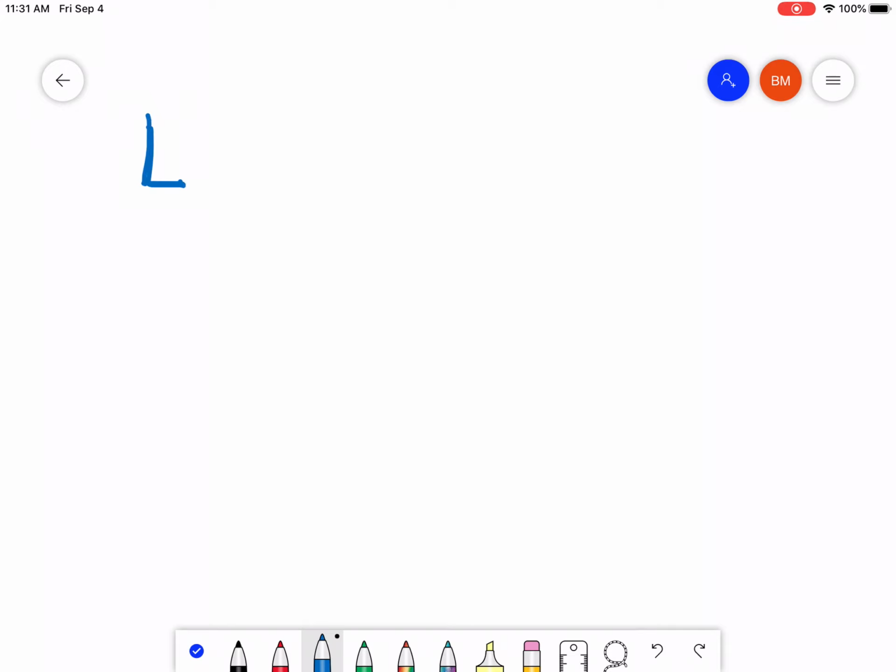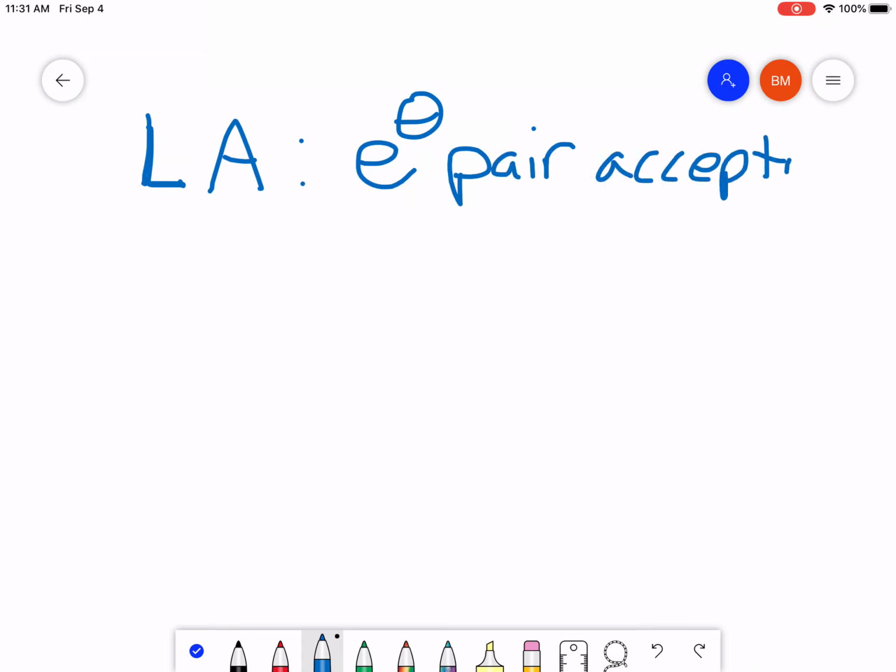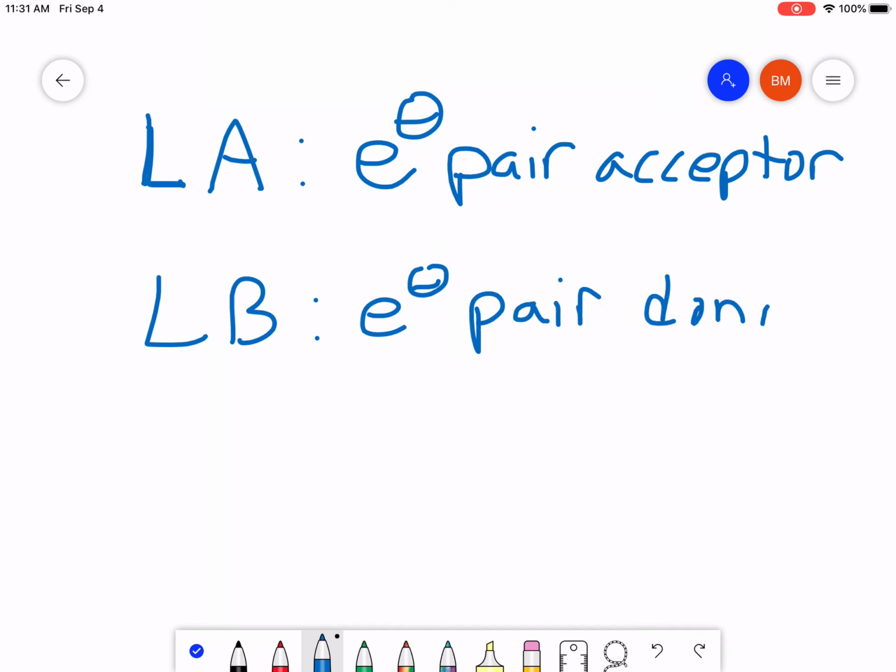First let's define what a Lewis acid is. I'm just going to use LA for short, Lewis acid. A Lewis acid is defined as an electron pair acceptor. And a Lewis base is known as an electron pair donor. Now, a lot of people get the Bronsted definitions and the Lewis definitions mixed up. There are some similarities. There are some differences.